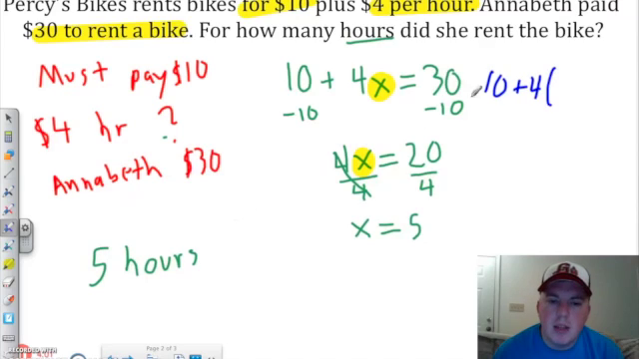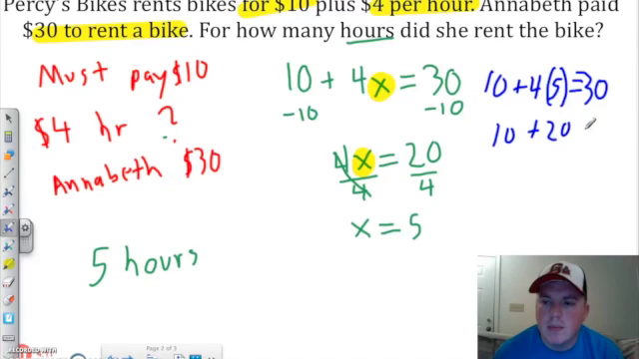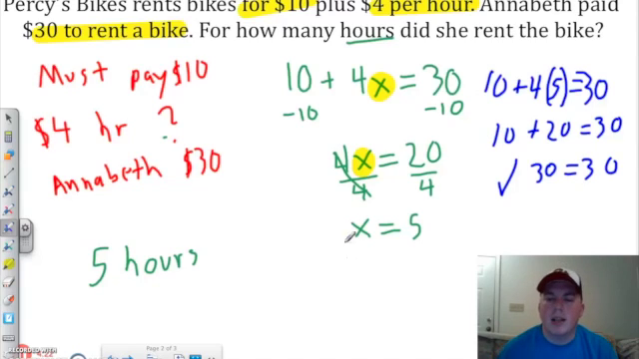Now this time we know that it's 5 hours since we're checking our answer. And we know that she still paid $30. So we have 10 plus 4 times 5, which is 20. Everything else stays the same. And 10 plus 20 is 30. And we can see that 30 is indeed equal to 30. So we have checked our answer. That's a great thing about these solving problems: you can always go back and check your answer at the end.